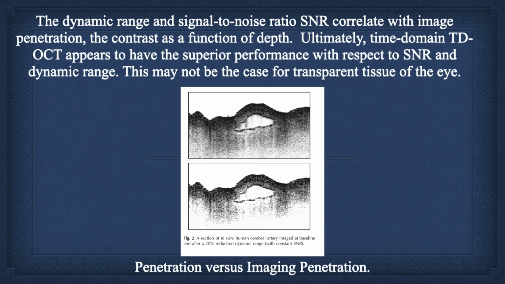The dynamic range and signal to noise ratio affect your ability to see structure. If it's reduced, you lose penetration and you lose contrast. And there's a difference between penetration and imaging penetration. Light from the OCT source penetrates very far into the tissue. Imaging penetration, which we're going to define in a minute, is how deep you can image, let's say 3 millimeters.